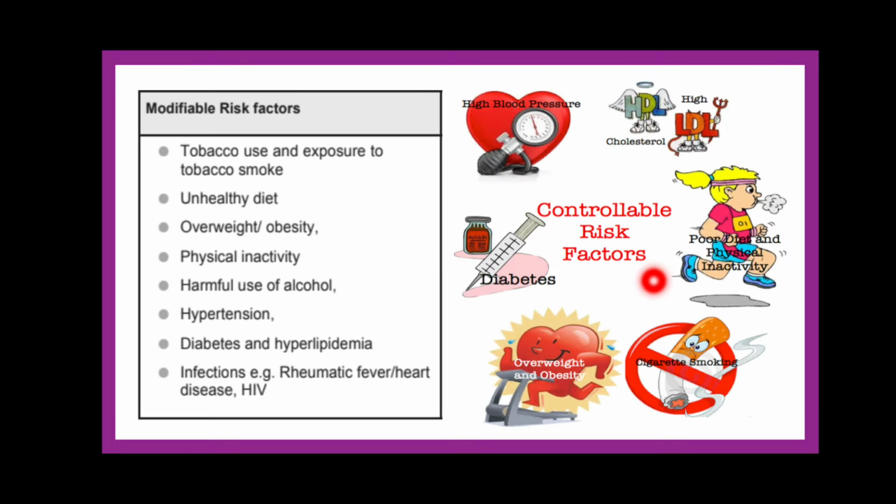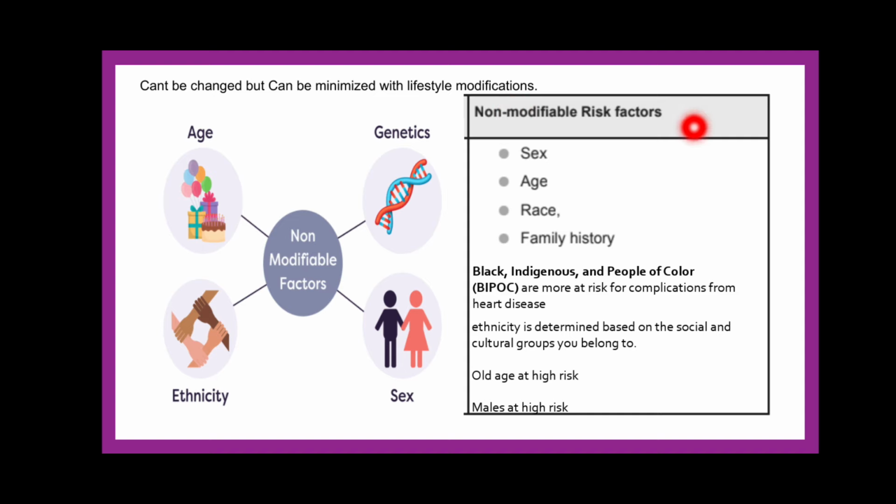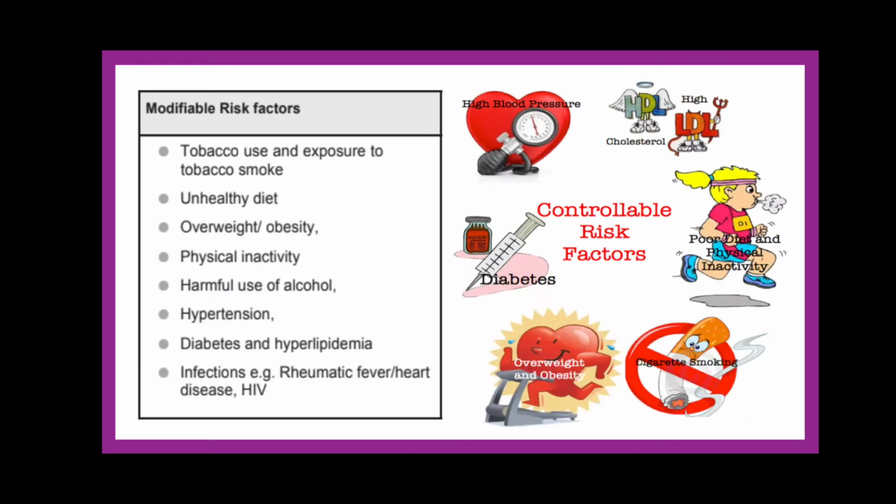There are basically two types of risk factors: modifiable risk factors, which you can also call controllable risk factors, and non-modifiable risk factors, which you can also call non-controllable risk factors. If we talk about the controllable risk factors, as you can see in the picture, first we will start with tobacco or cigarette smoking. Cigarette smoking or tobacco chewing is one of the risk factors which we can control or modify through a change in our habits.